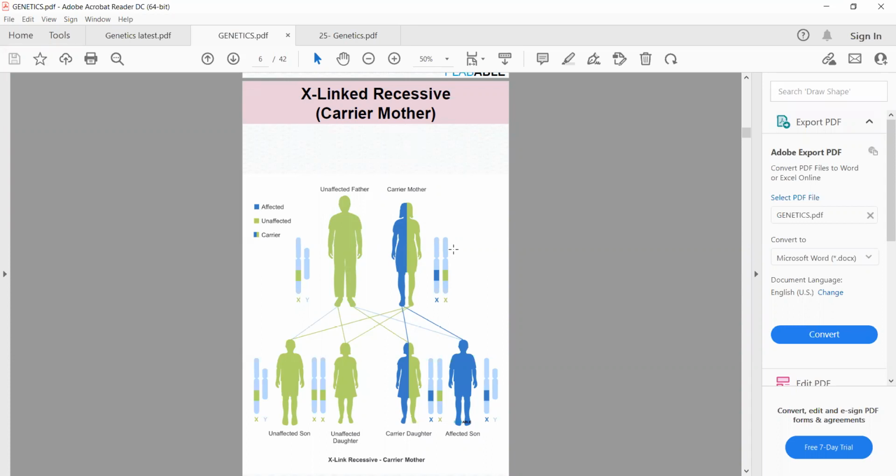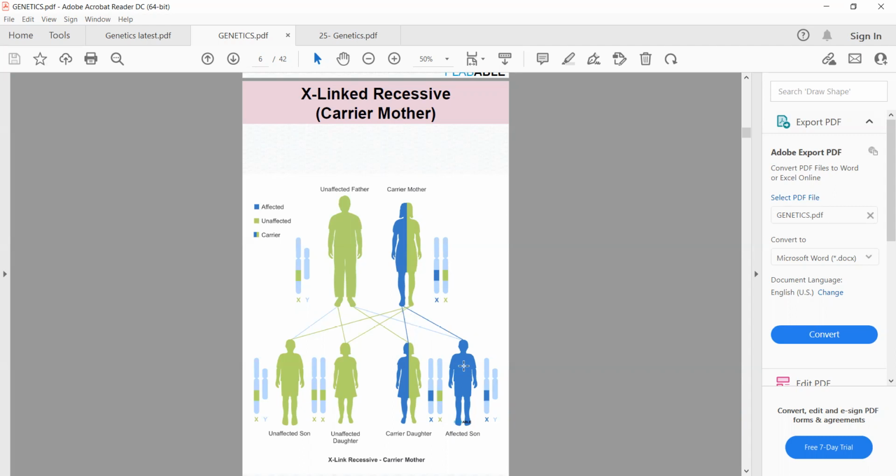Now there are four possibilities: two sons and two daughters will be produced. Out of those two sons, one will get the abnormal X chromosome from the mother and one will get the normal one. The one who gets the abnormal X chromosome will get the disease. Is it clear up till now?